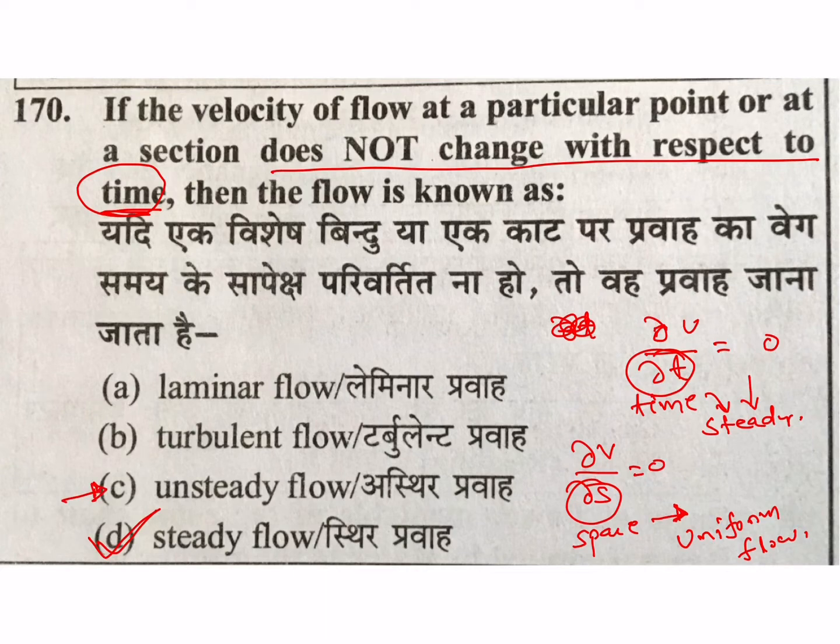Laminar flow is layer by layer flow, smooth layers, one layer above another like this, then it's laminar flow. Turbulent flow is a zigzag path. It will cut like this, then it's turbulent flow.